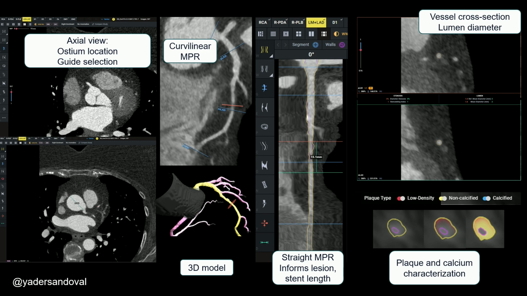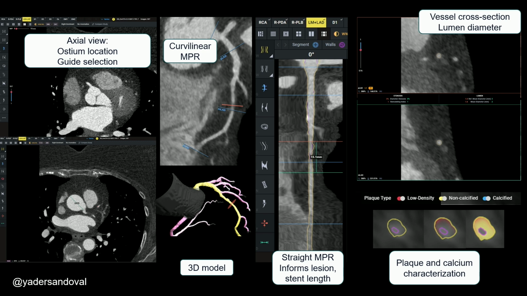You can go to the axial view, and I'll show this in the next video how to do it, but you can go to the axial view and understand where's the ostium of the vessel. And therefore, you can understand what guide you need. You can look at the multiplanar reconstruction, whether it's straight or curvilinear, and understand where the lesion is. Is there a branch coming off? And that will influence your revascularization strategy.